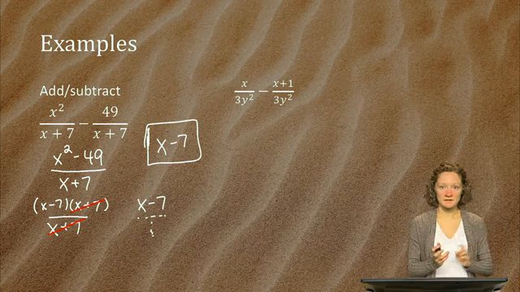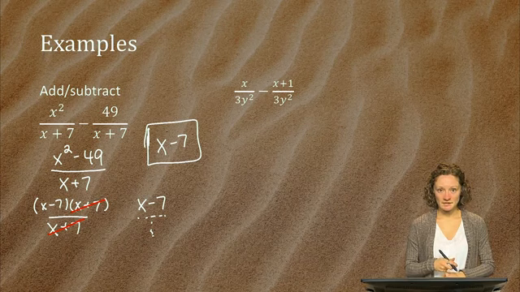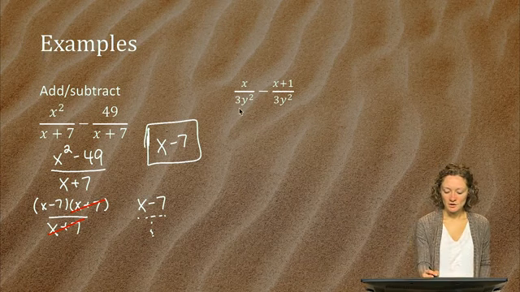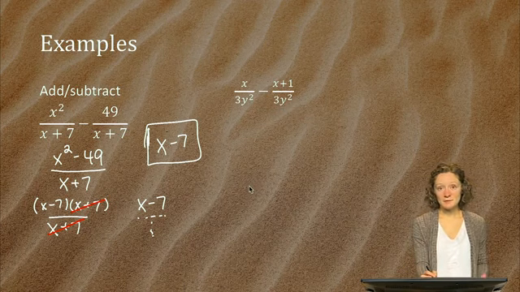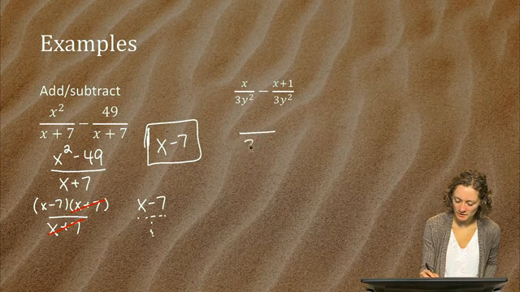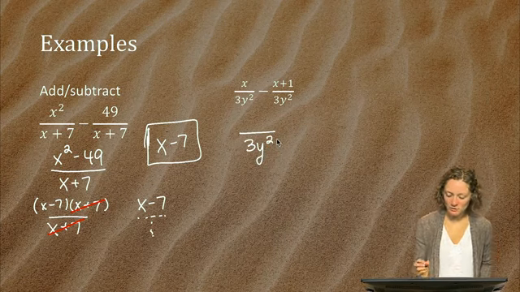Okay, next problem. Exact same process. First, look for a common denominator. And we already have that. They already have the same denominator, 3y squared. The second step would be to convert them. We already have the same thing, so nothing to worry about. Now we actually pull these together.